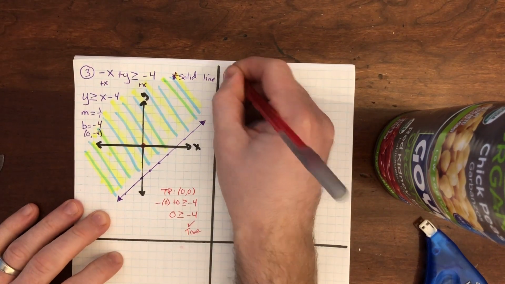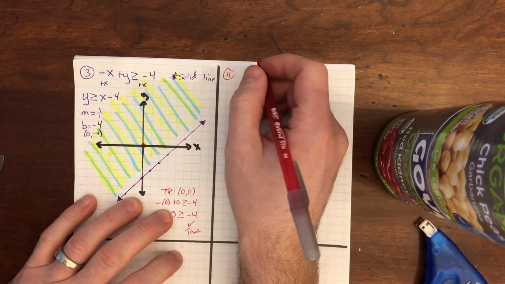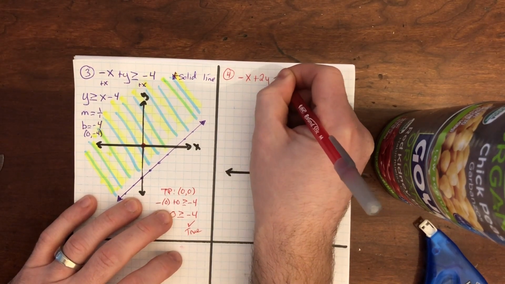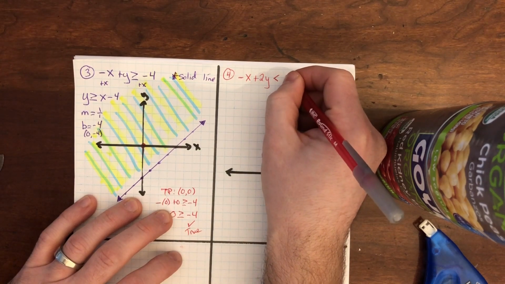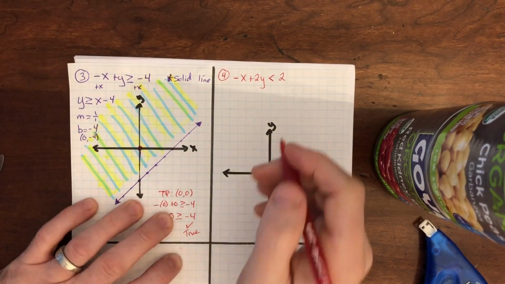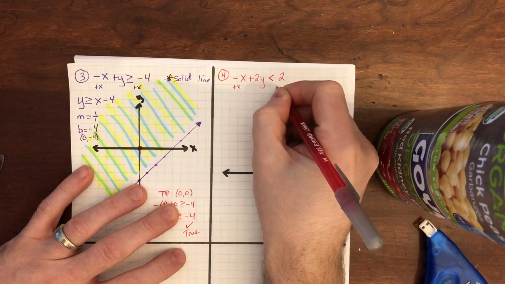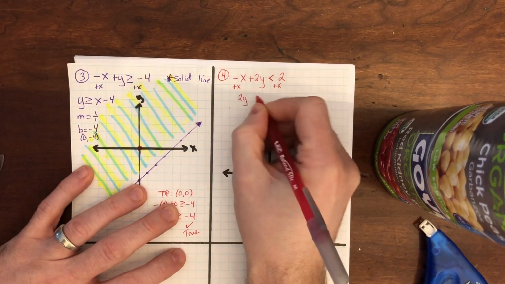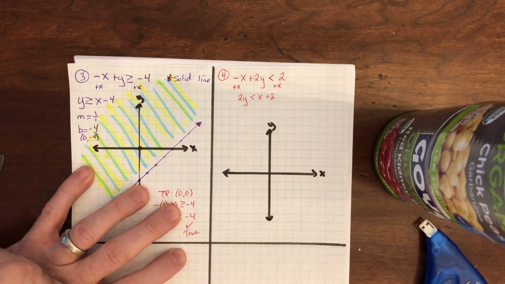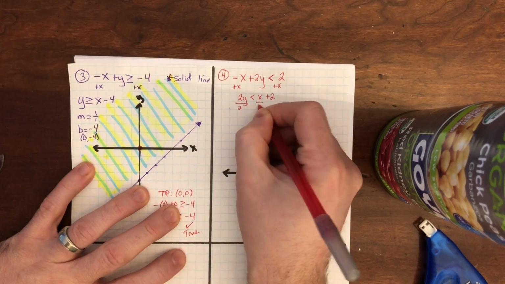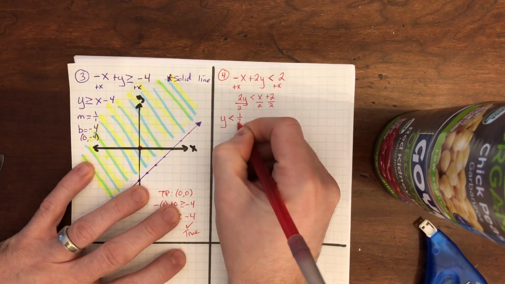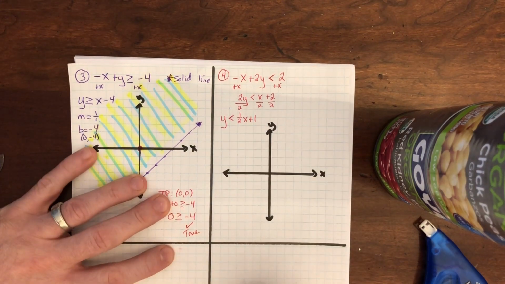Number 4. All right, number 4, we have -x plus 2y is less than 2. So we have some work to get this one into slope-intercept form. Our first step is we're gonna add the x. So we'd have 2y is less than x plus 2. Now we need to get the y by itself, so we're gonna divide everything by 2, and our equation will be y is less than 1/2 x plus 1.